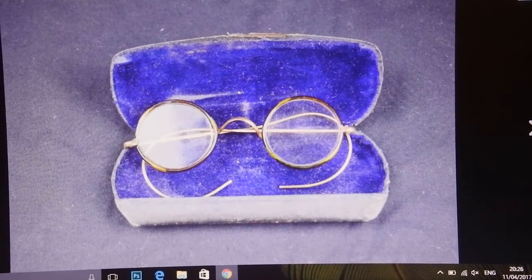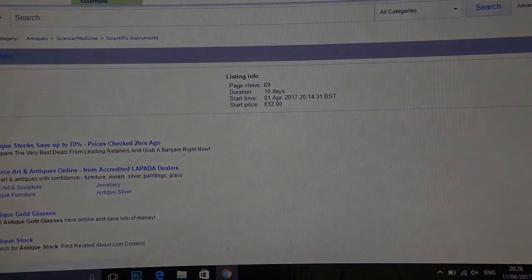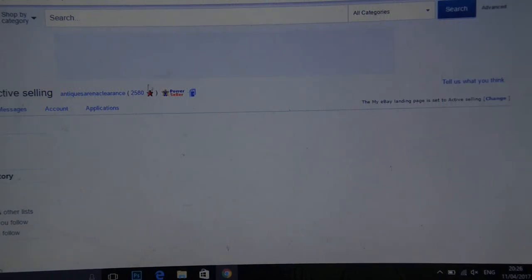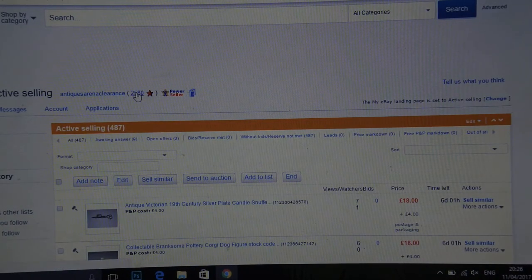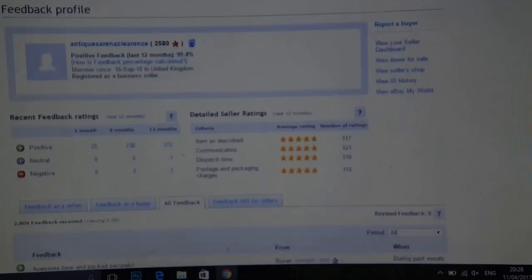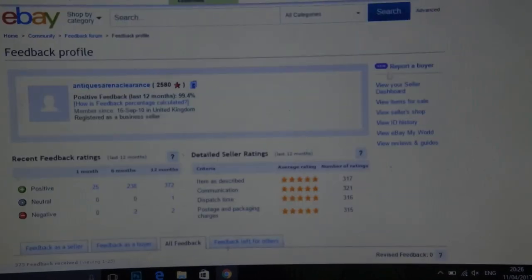Then you think, well, why are they not bidding on the items? You'd think maybe you've got bad feedbacks. So we go back over to my eBay. Take a look at my feedbacks. I have 99.4% positive, one neutral, two negatives. I'll go to the negatives, just so you can see them.